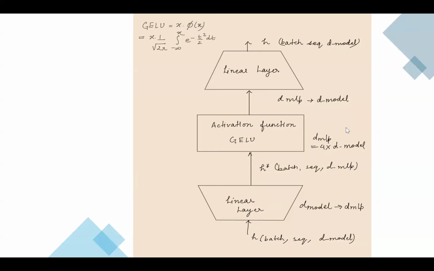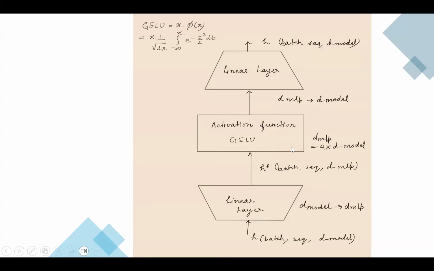There is no particular reason for using 4 multiplied by D model. It's based on the ablation studies done on the experiments which people have performed, and they found that 4 multiplied by D model is quite a good dimension for the activation function of the neurons. So basically, there would be one linear transformation performed on your hidden states, which will convert this into batch, comma, sequence, comma, DMLP.